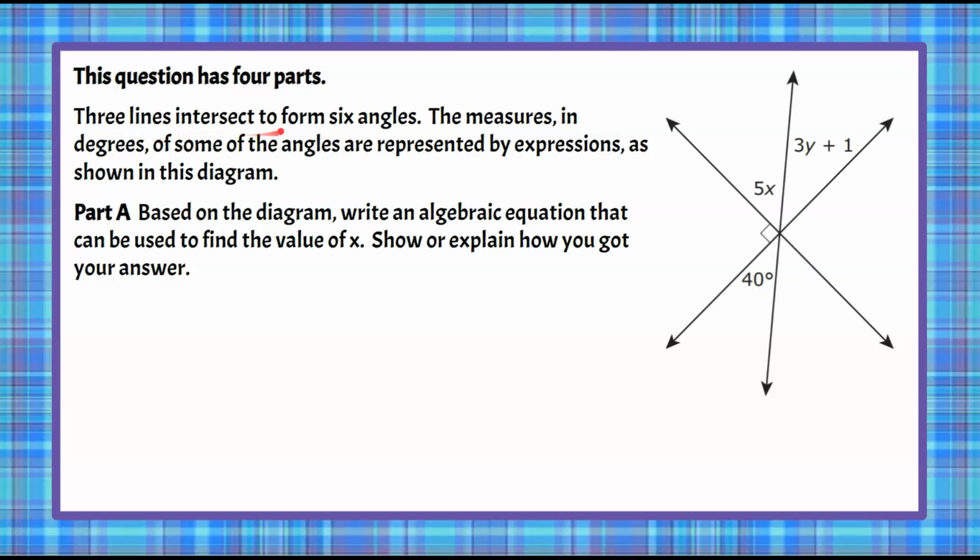We have 3 lines that intersect to form 6 angles. The measures in degrees of some of the angles are represented by expressions as shown in this diagram. So we have this diagram.